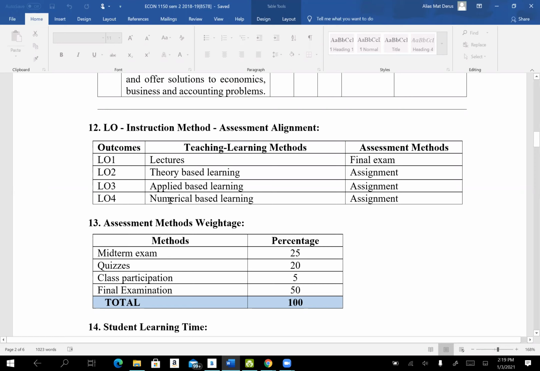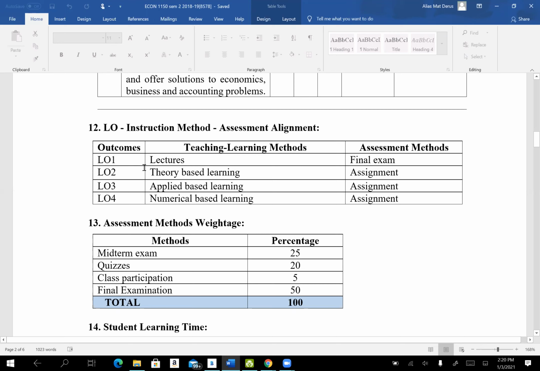And then of course, everything is numerical, okay? Most of the things that we do are based on numbers. So I don't think the theory and the apply and numerical should be separated. The numerical will apply to both. And the assessment methods, I think this is too restrictive. You have the lectures, final exam, theory-based assignment, according to my understanding on how this is set up.